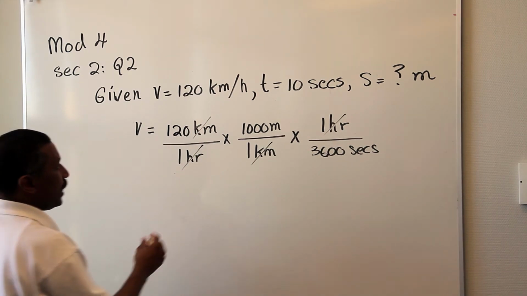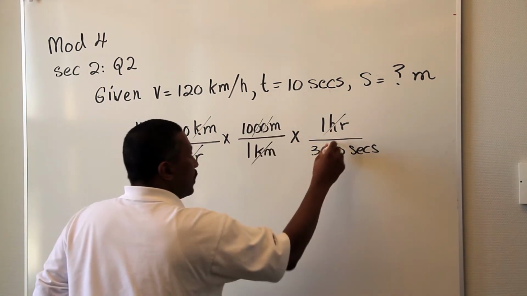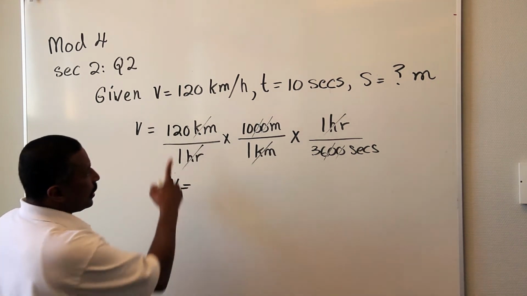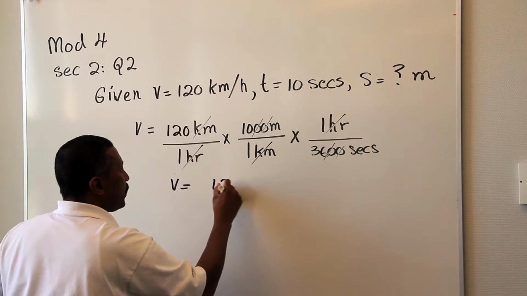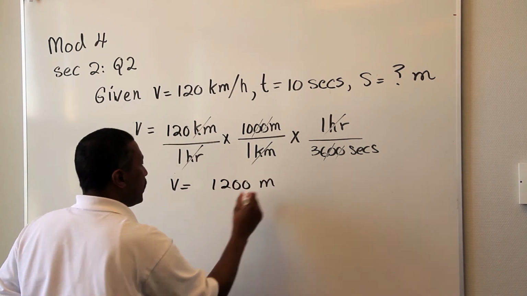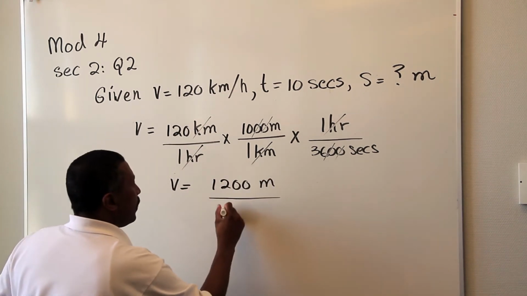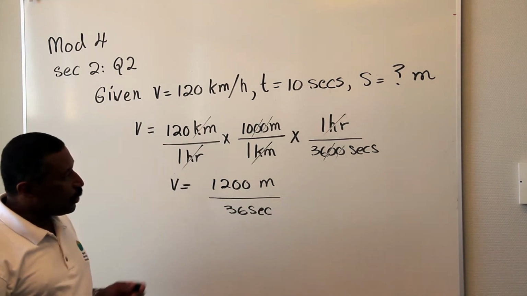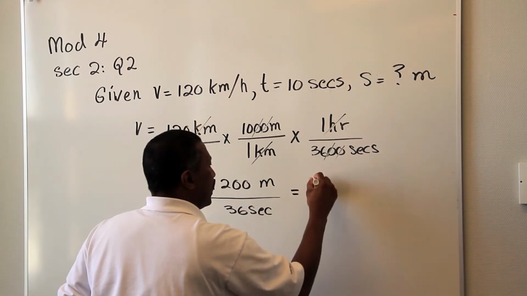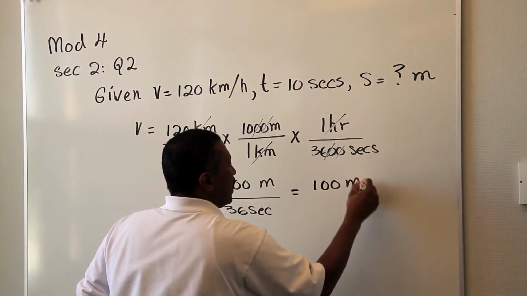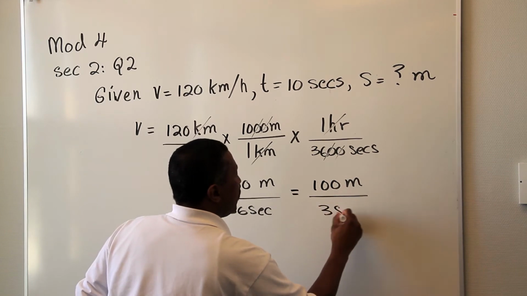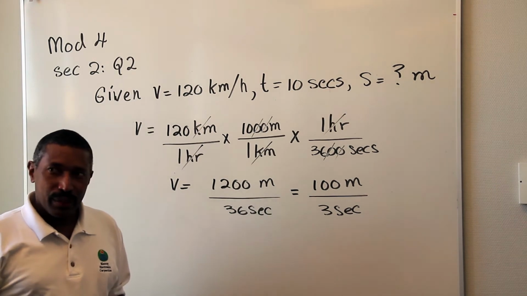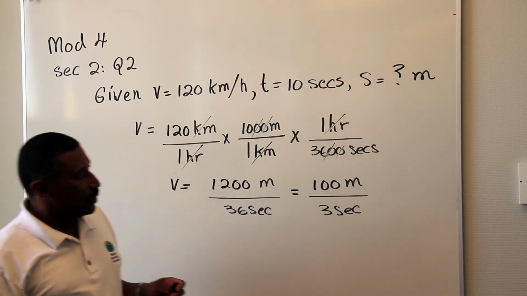What we're going to do is tidy up the mathematics. Those are gone. And so the velocity at which you're traveling on the highway is that there is 1,200 meters every 36 seconds. And that's your velocity. And that's very quick. What you're really saying is that for 100 meters, it would only take you 3 seconds. Very, very fast. So what is the next stage for our question?